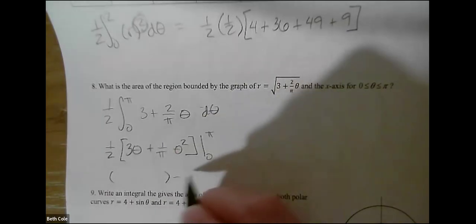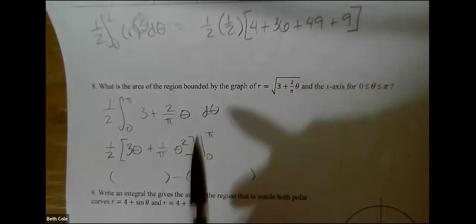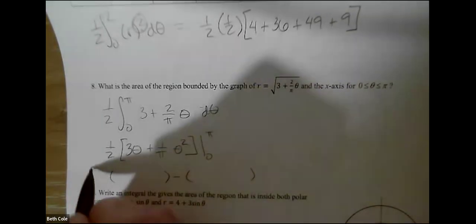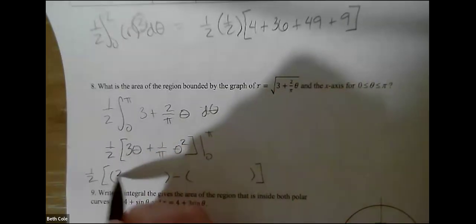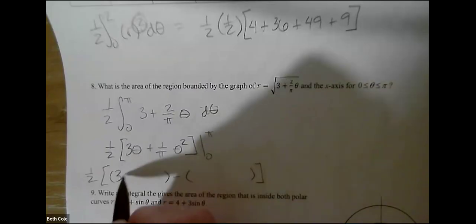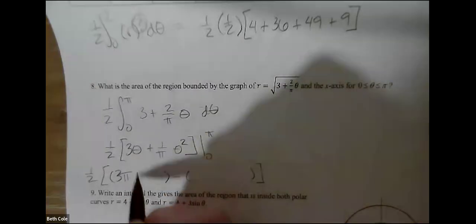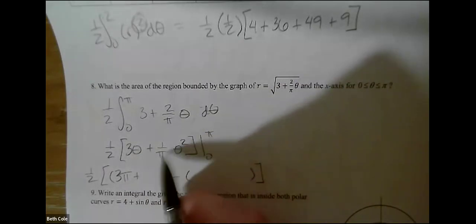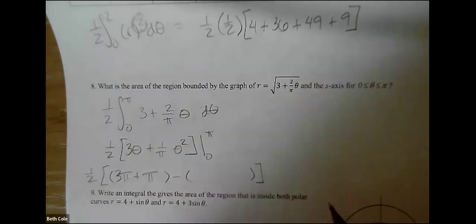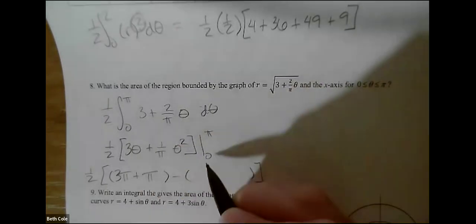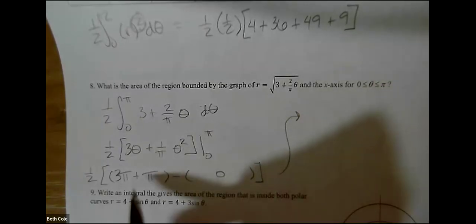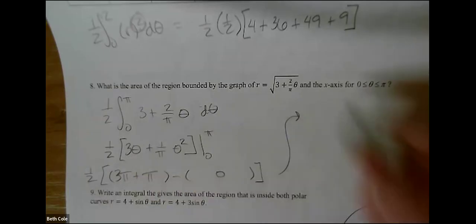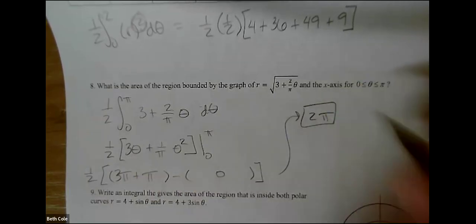And then we're going to do upper boundary minus lower boundary. So this is going to be, well, let me stick a 1/2 out front. 3 theta, 3 pi, plugging in pi for theta, plus pi squared, and then divided by pi would just be another pi. And then if you plug in 0, actually the whole thing is going to just go to 0. So let's see, this would be 4 pi, and then half of that would be 2 pi.